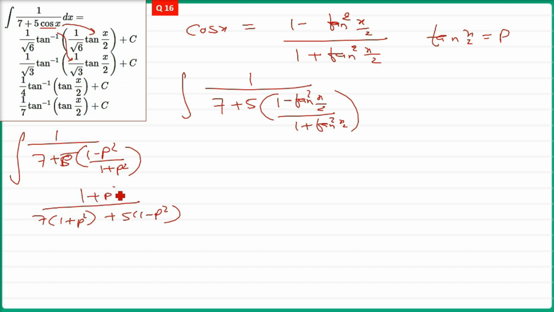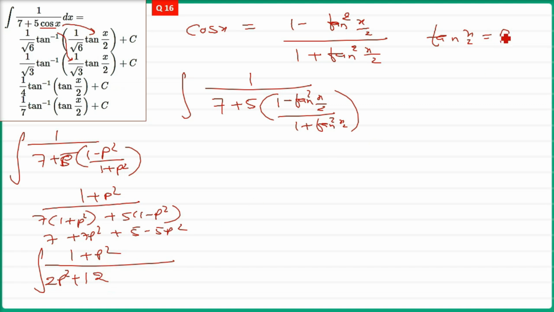This 1 plus p square will go upstairs. The denominator will be 7 plus 7p square plus 5 minus 5p square. 7 plus 5 is 12 and 7 minus 5 is 2, so this will be 2p square plus 12. So we have 1 plus p square, that is tan square x by 2 actually, so we'll replace this by tan square x by 2.